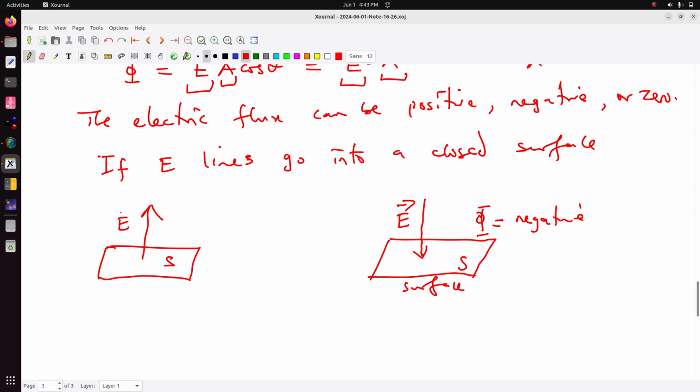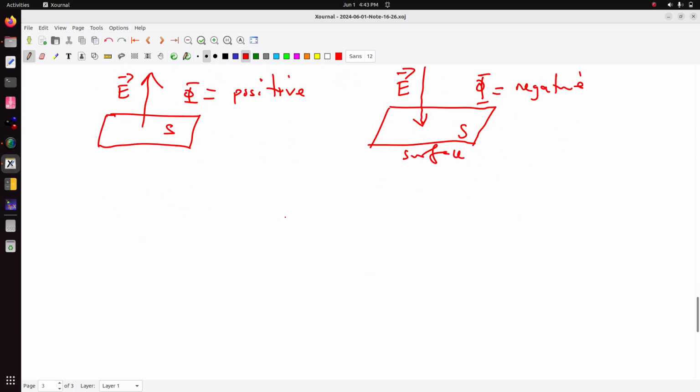But let's say we have this surface S, and the electric field goes outward from the closed surface S. So this is the electric field vector. Then in that case, the electric flux is going to be positive. We will see from the examples that I will give shortly the reason why the flux will be negative or positive.